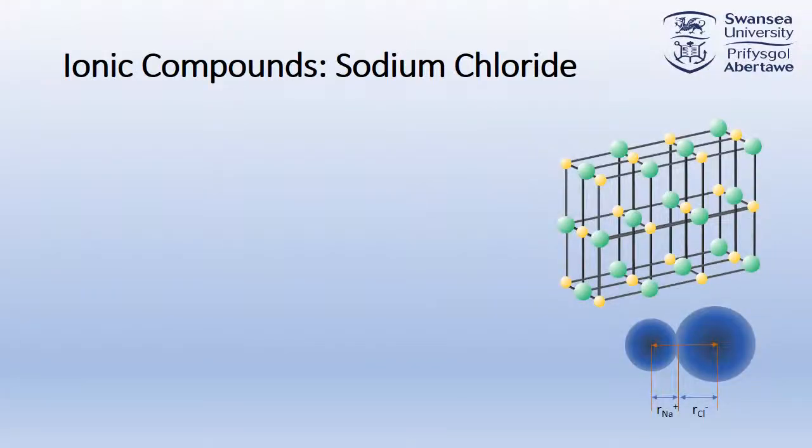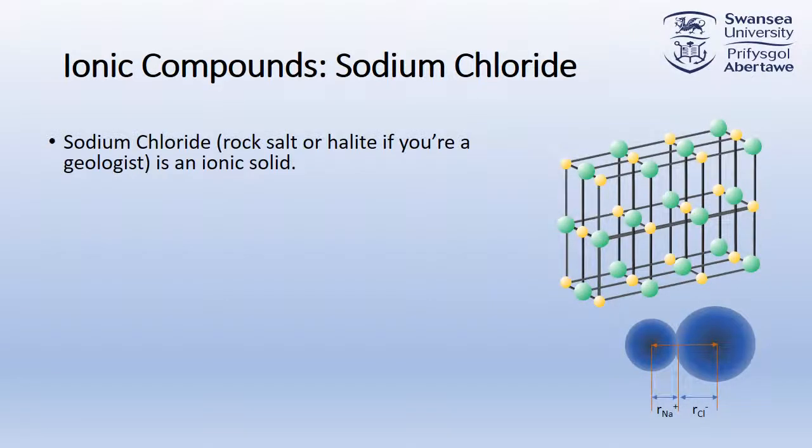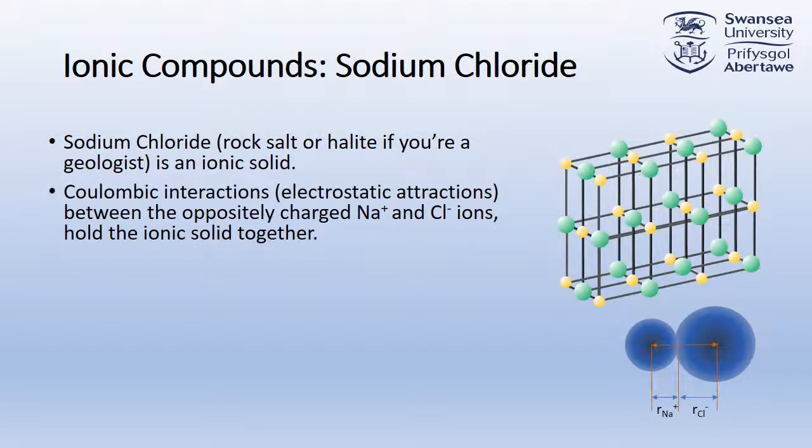Okay, so let's think about our ionic compounds. Here's an example of one, which is sodium chloride, also known as rock salt, or if you're a geologist, you would know it as halite. It's got this beautiful cubic structure, and if you're looking at samples in a lab, it's the one that has lick marks over it. Yeah, geologists do actually lick their rocks.